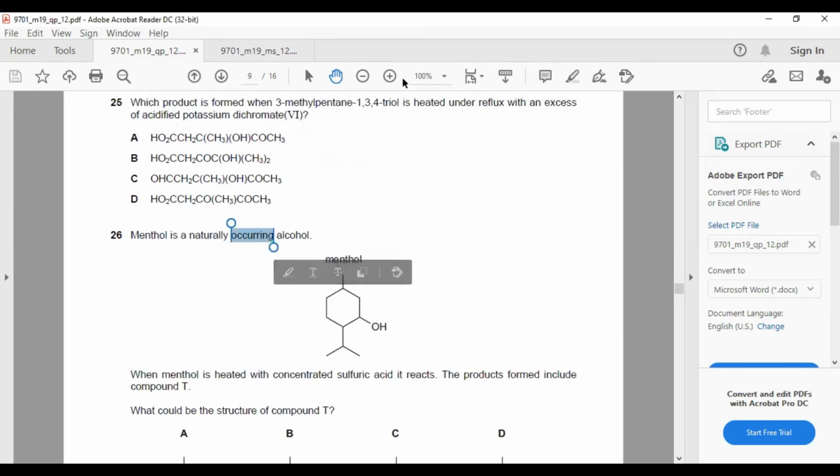3 methyl pentane. First we number 1, 2, 3, 4, 5. Pentane, 3 methyl, 3 methyl, 1, 2, 3 triol.